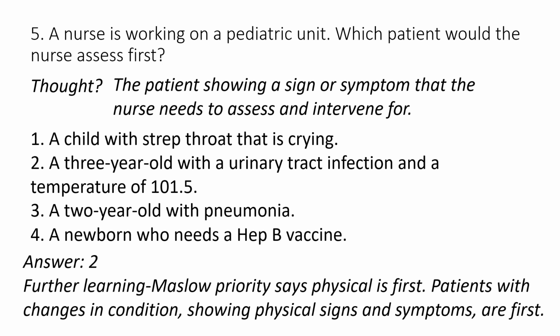So in the further learning, remember Maslow priority, just like we said in number 4, says the physical is first. And in patients, how do we know they have physical issues? It's because they have changes in their condition, which means they're showing us signs and symptoms. So always try to look for those patients in your options.